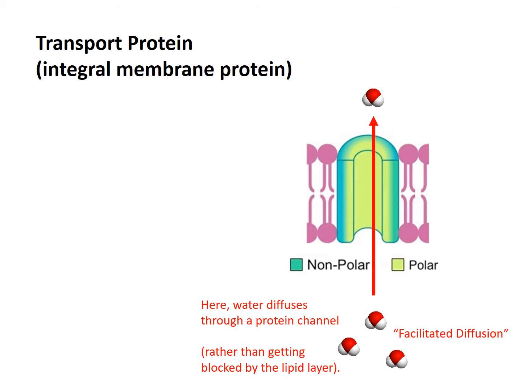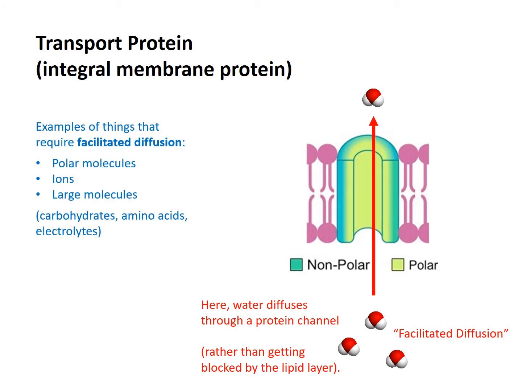Some example molecules that require facilitated diffusion include polar molecules like water, charged molecules like ions or amino acids, and really big molecules, large molecules like carbohydrates that otherwise wouldn't fit. They just wouldn't readily diffuse across the plasma membrane, so they have to find a wide hallway to pass through.